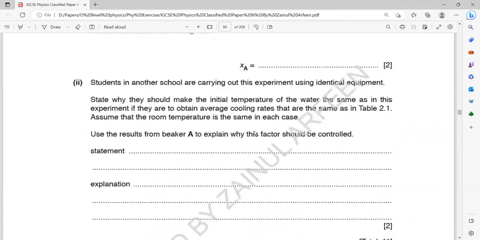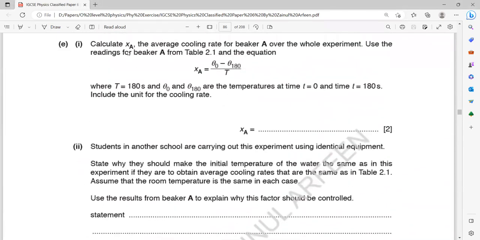The next one is: calculate the average cooling rate of beaker A in the first 180 seconds. How to calculate the average rate? The temperature change in 180 seconds divided by the total time, which is 180. This is the starting temperature, and this is the temperature at 180. We work out the rate of cooling.